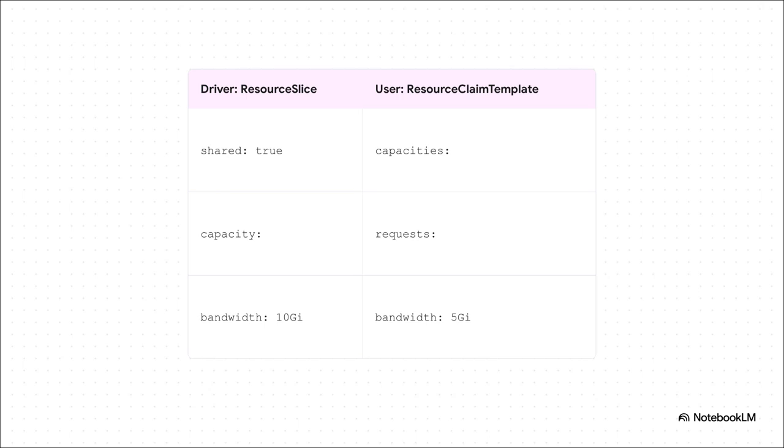Then on the right, you see the user's resource claim template. The user makes a request under a new capacities field asking for a minimum of bandwidth 5 Gi. The scheduler then acts as the accountant. It sees the 10 gigabits total, it sees the 5 gigabit request, approves the allocation, and immediately debits the node's available capacity. It now knows that there are only 5 gigabits left on that node for the next pod that comes along.